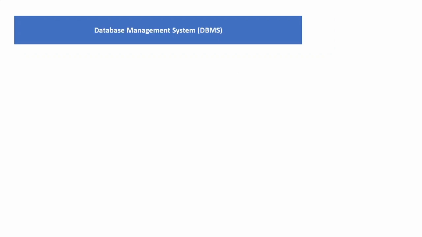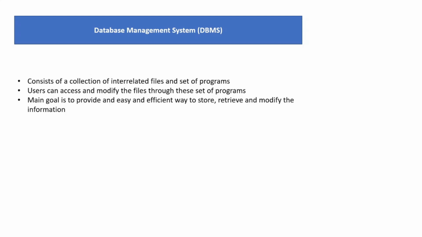Now, what is a database management system, which is also abbreviated as DBMS? It consists of a collection of interrelated files and a set of programs. Through these programs, users can access and modify the files. The main goal is to provide an easy and efficient way to store, retrieve, and modify the information.